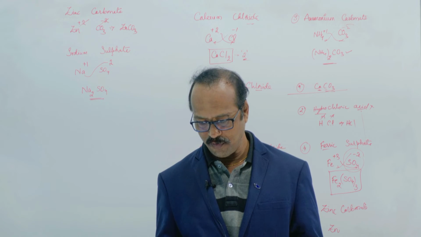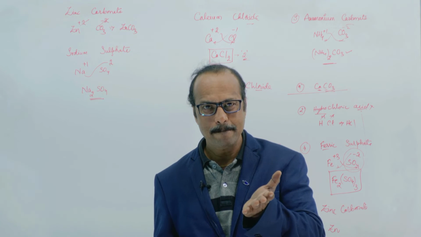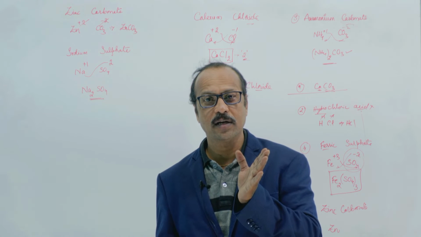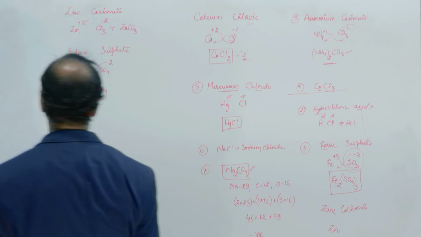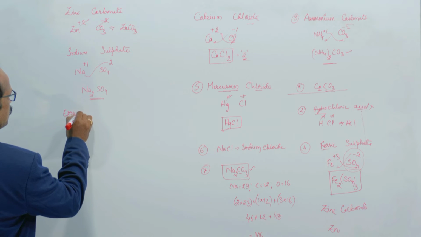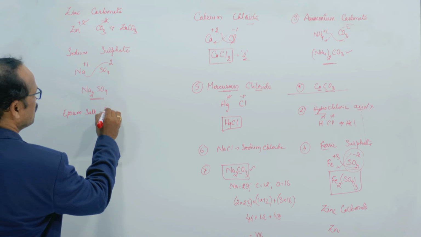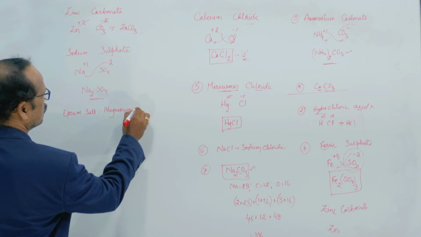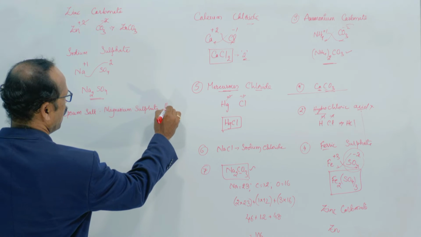The chemical formula of Epsom salt. Epsom salt is the common name. I'll say the chemical name, you write now. Epsom salt's chemical name is magnesium sulfate heptahydrate.